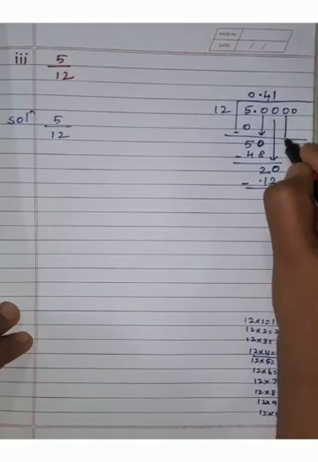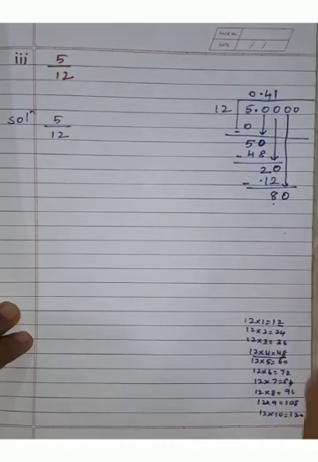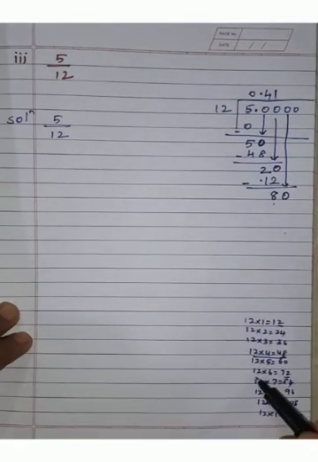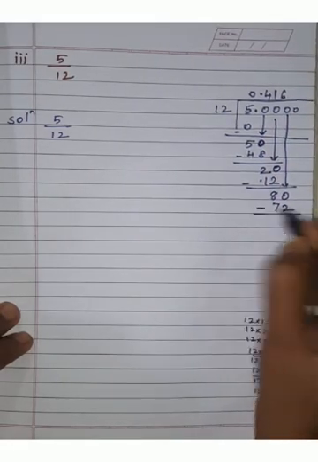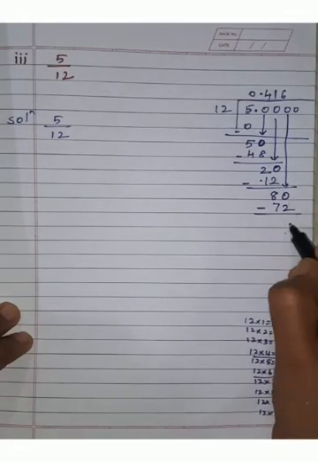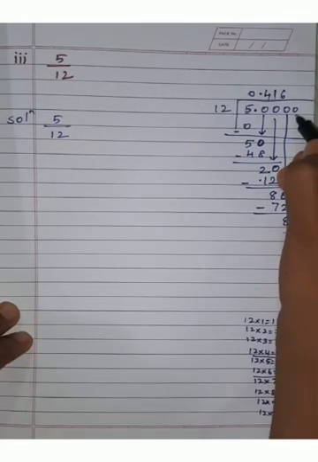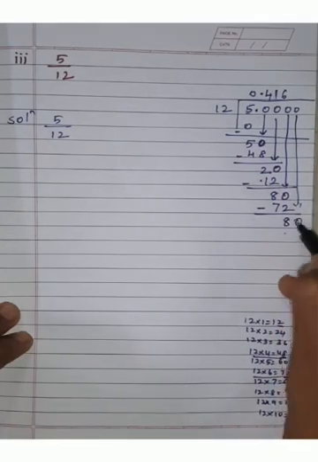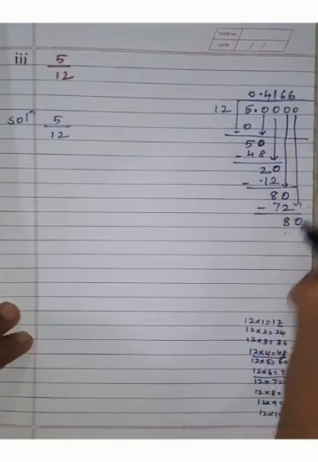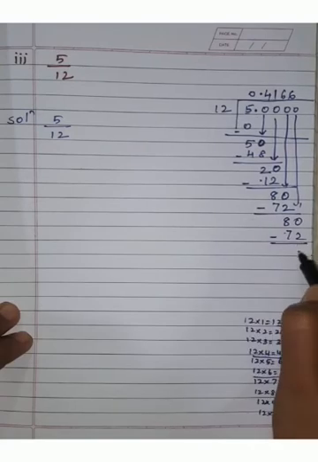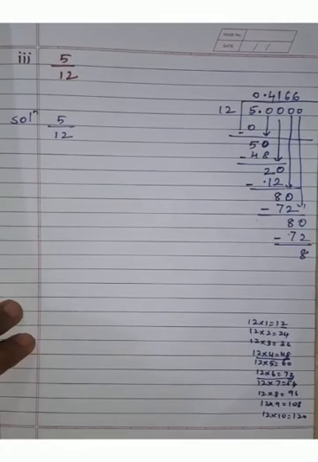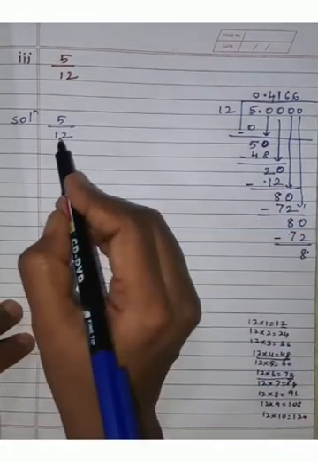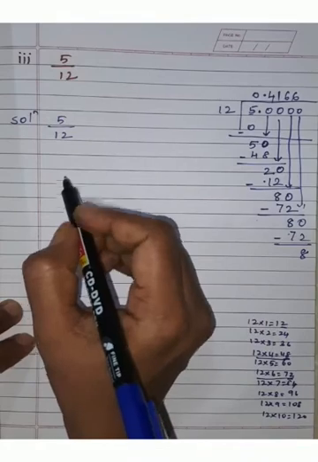So we have one more 0 here. Take the 0 here. 80 we got. So in table of 12, less than 80 is 72. 12 sixes are 72. Subtract now. So 80 minus 72 is again 8. So we have one more 0 here. So again we can get here 12 sixes are 72. When we subtract, we get 8. So likewise, children, the division is not coming to an end.